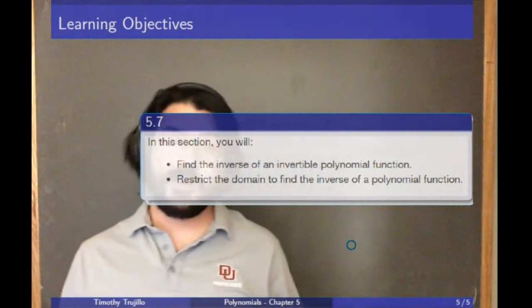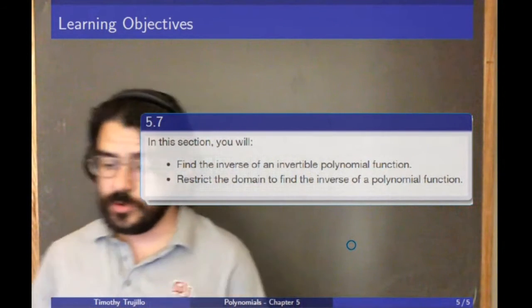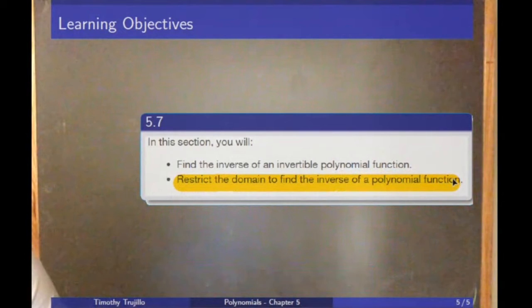And what we realized was that not all polynomials were invertible. Not all of them passed the horizontal line test. So we needed to restrict the domain of many of them in order to actually find an inverse. So we talked about that in some detail.